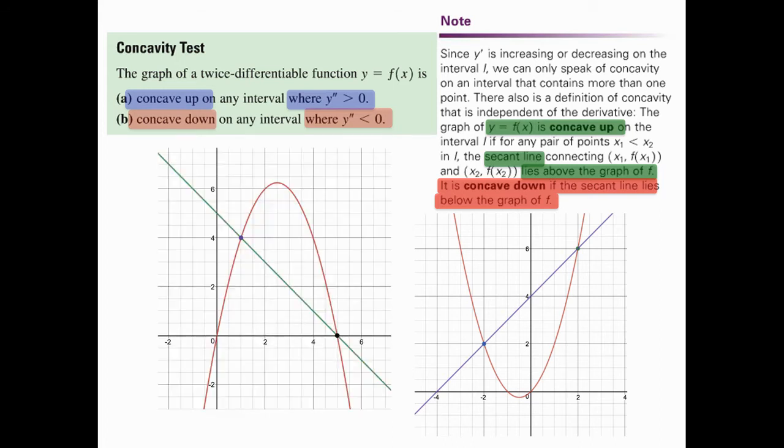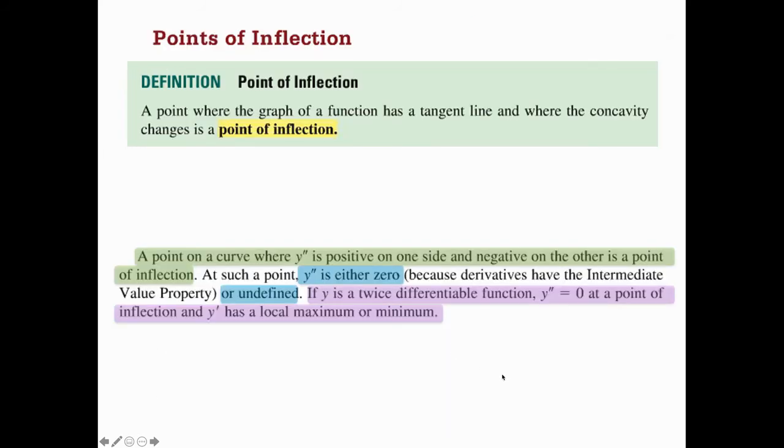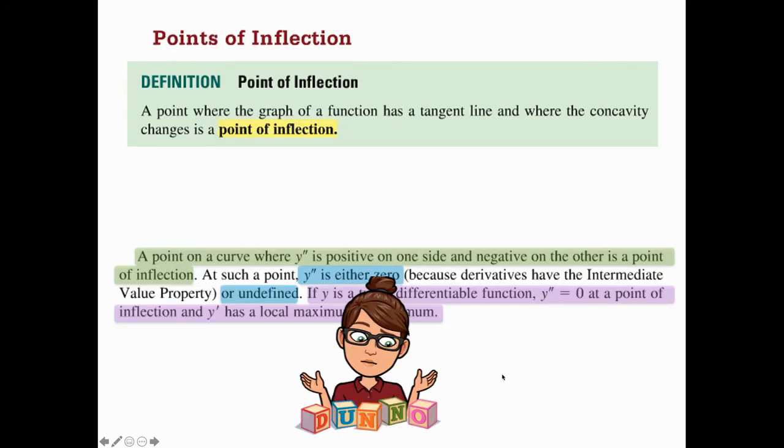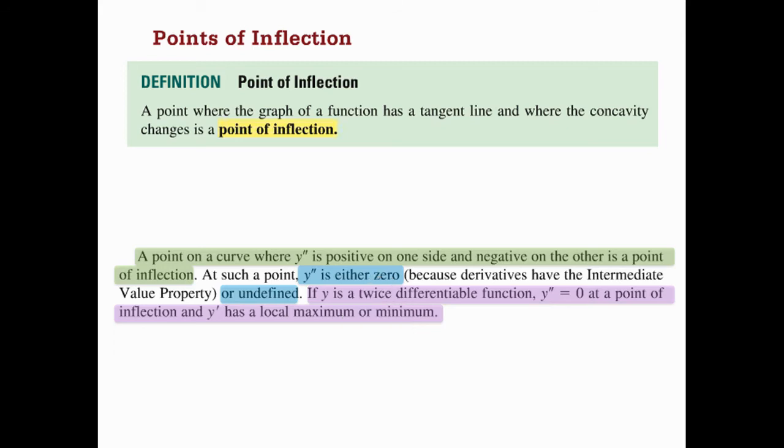So here are two pictures here. In the book, it also has this side note, and it talks about how if you draw a secant line, you can also visually see the concavity. If I draw a secant line here, notice my secant line is above this part of the graph. And this secant line is below this part of the graph. So how do we know when a graph changes concavity? Well, that change of concavity is called a point of inflection.